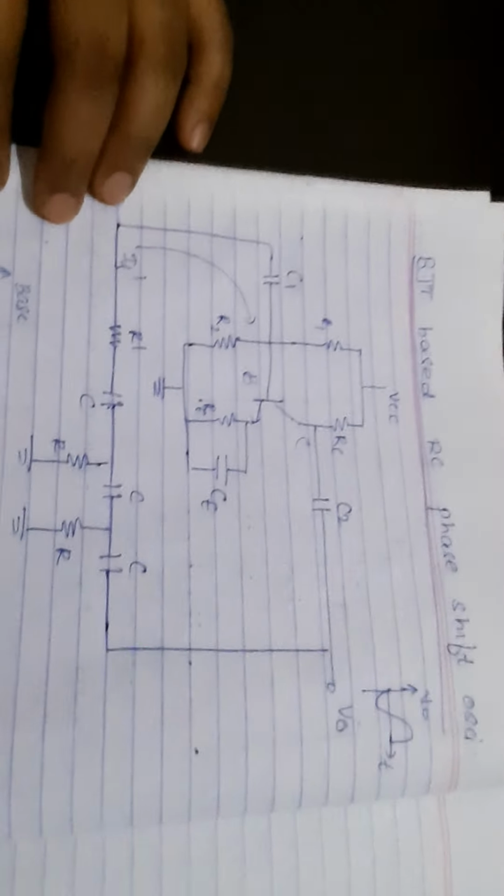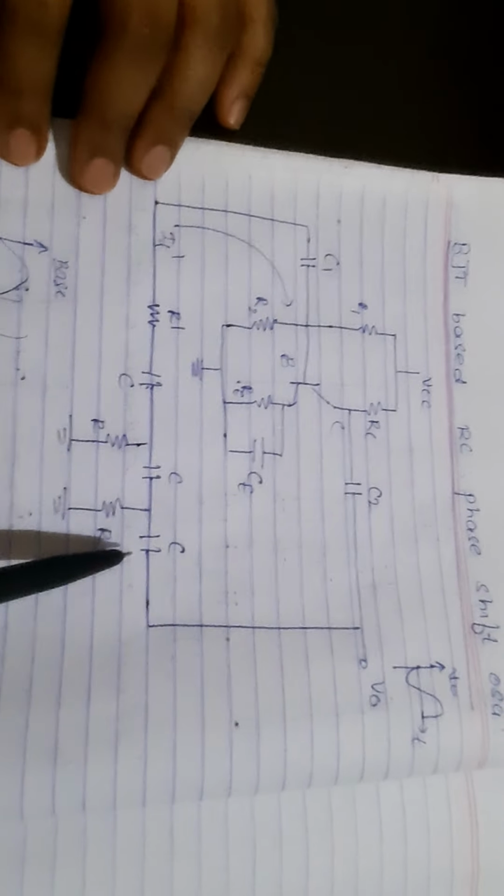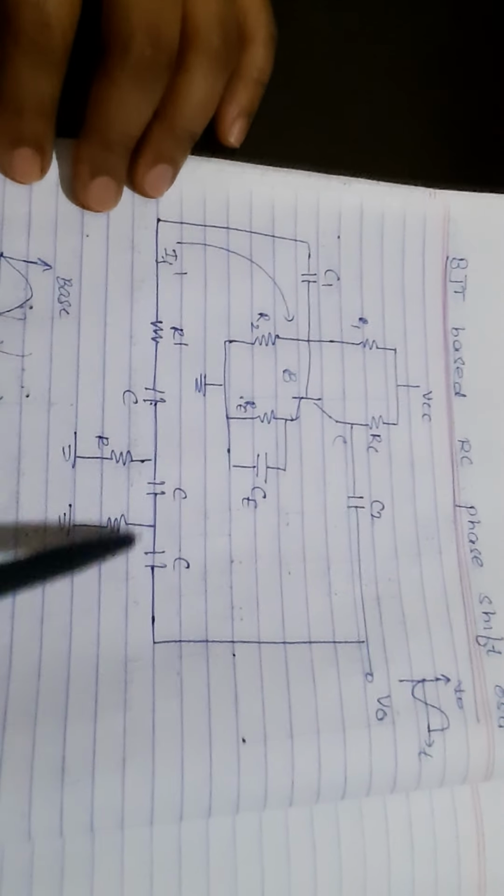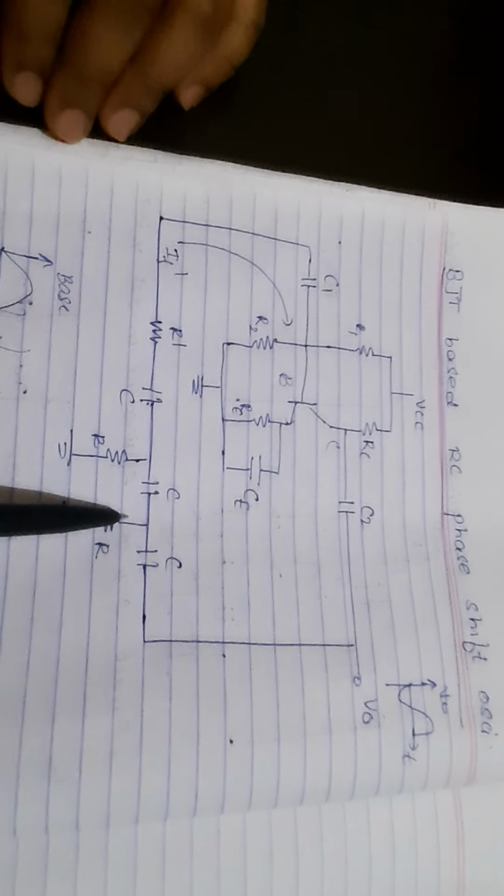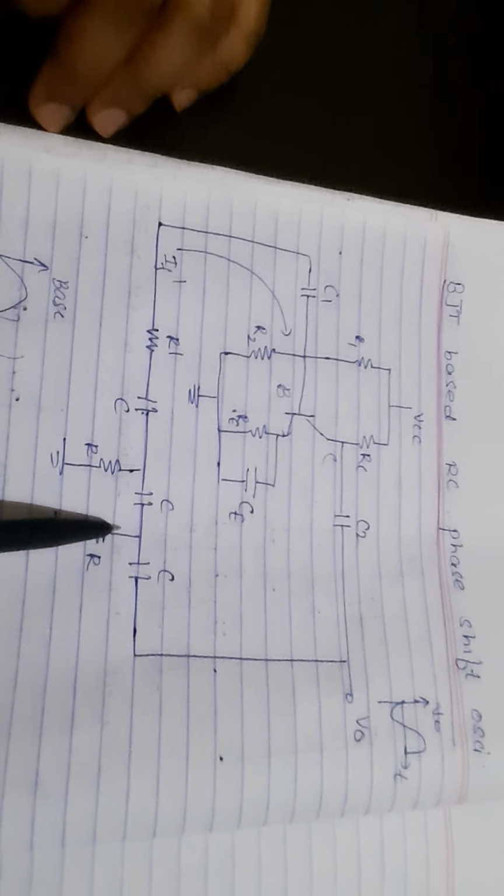How do we get that phase shift? Because of this RC network. Each RC section gives a phase shift, and we have a total of 3 RC networks. So the 3 RC networks will give a phase shift of 60, 60, 60, that is 180 degree phase shift.